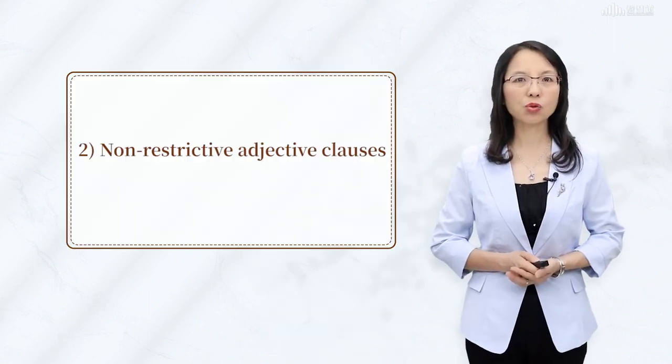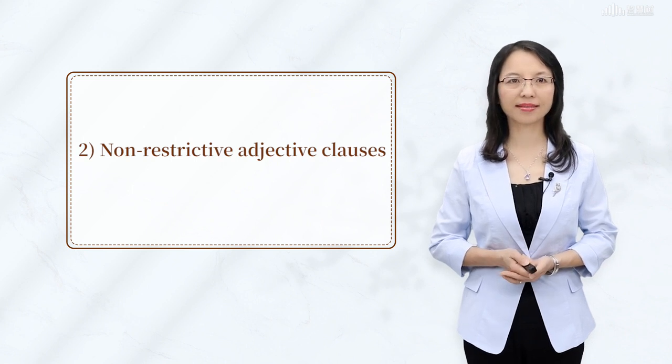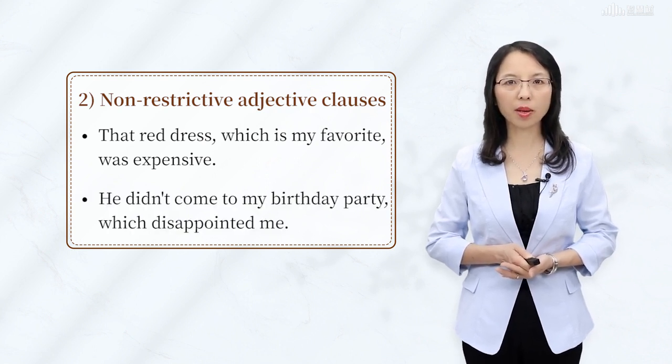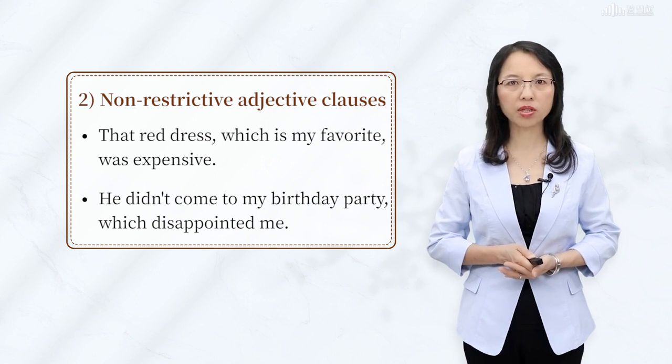2. Non-restrictive adjective clauses. In the second kind of adjective clauses, there are commas before and after the clause, meaning that the information in the clause is not essential to the sentence. This kind of adjective clause is called a non-restrictive adjective clause. For example, that red dress, which is my favorite, was expensive. He didn't come to my birthday party, which disappointed me.